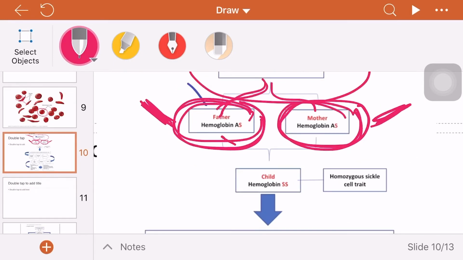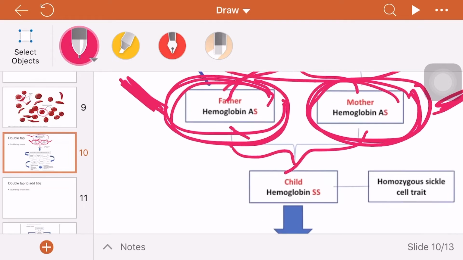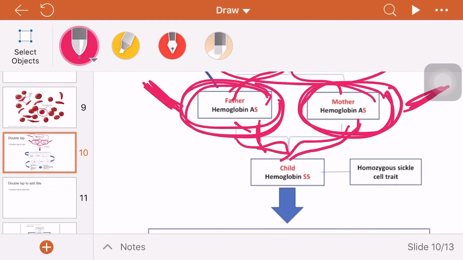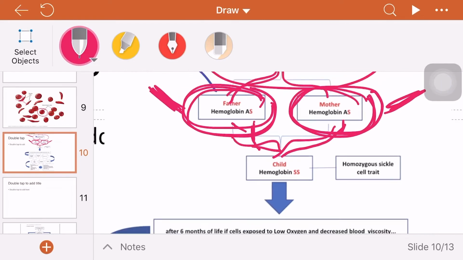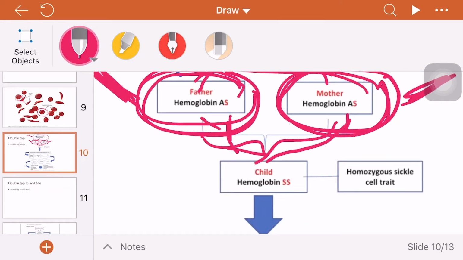Now, what happens if they have a child? There is a 25% chance that the child will get the S trait from the father and the S trait from the mother. So the child will have hemoglobin SS, which is very dangerous. This makes the child homozygous for sickle cell.